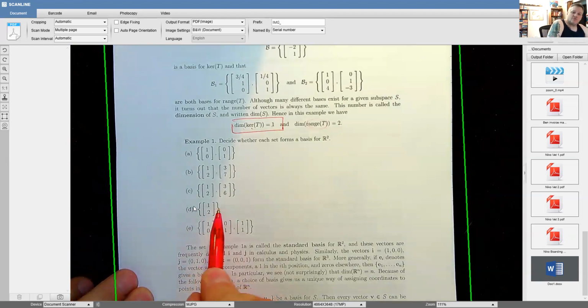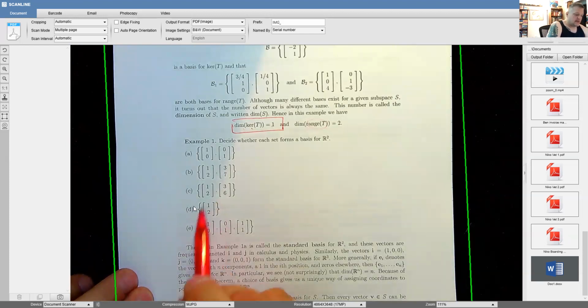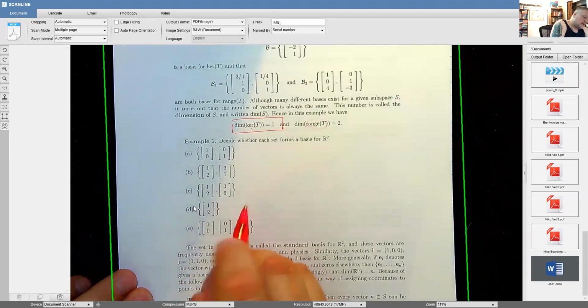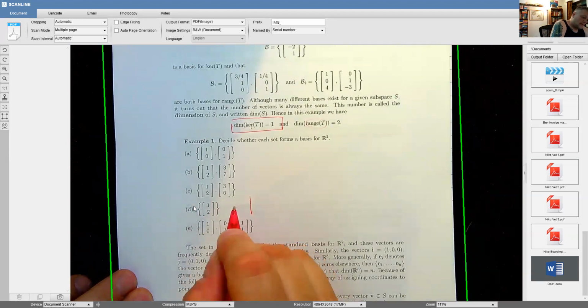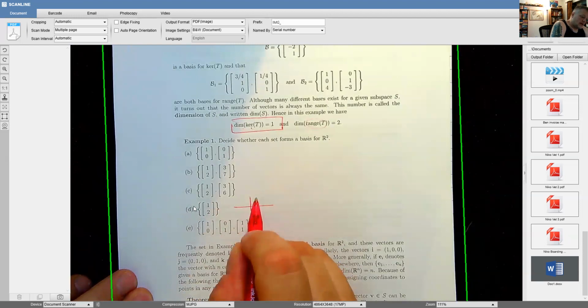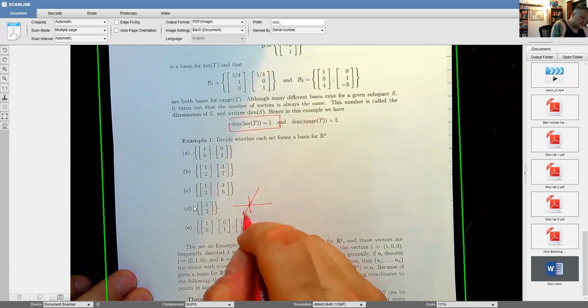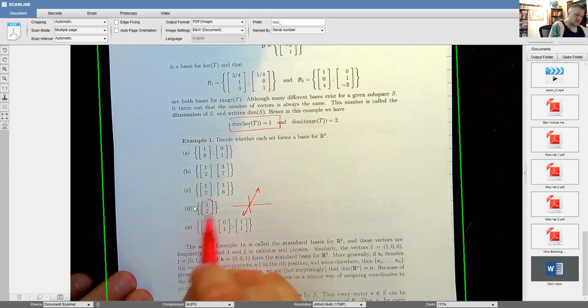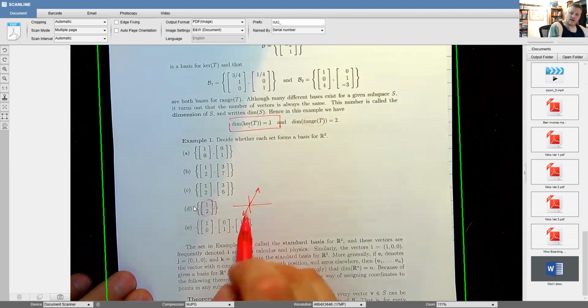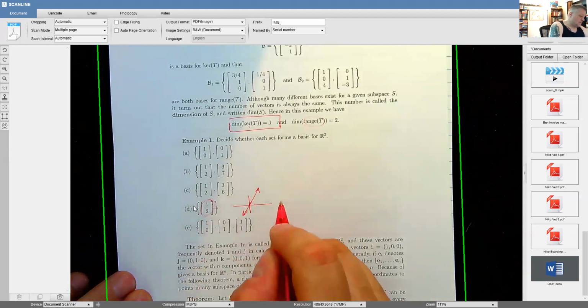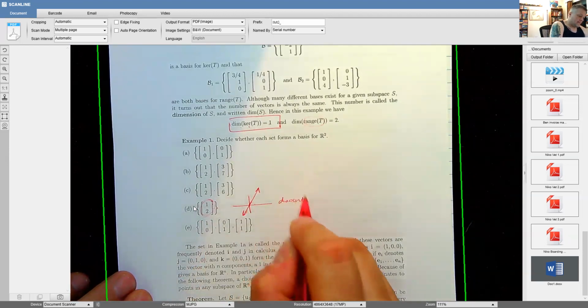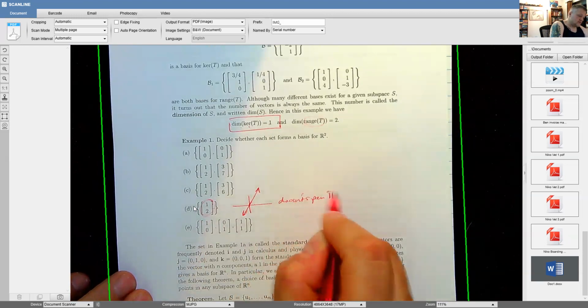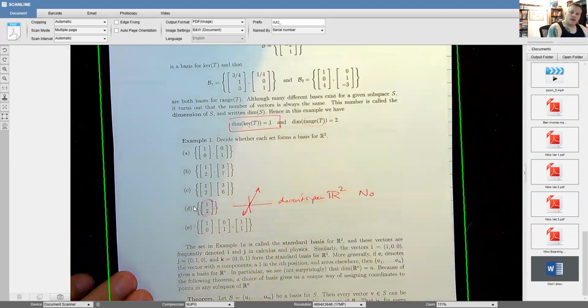This guy cannot span R2 because you're only taking linear constant multiples of (1, 2). So the span of (1, 2), where x is 1 and y is 2, is this line, right? So that's not R2. This would be a basis for this line, remember, because those lines through the origin are subspaces of R2, but it's not a basis for R2. It doesn't span R2, and so that's no.